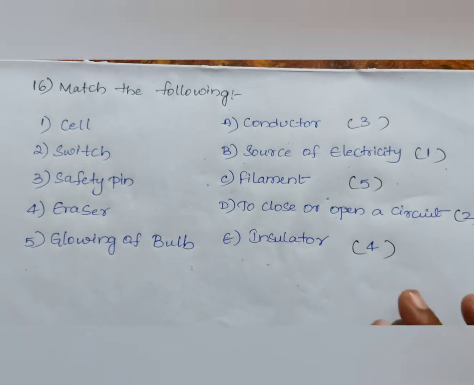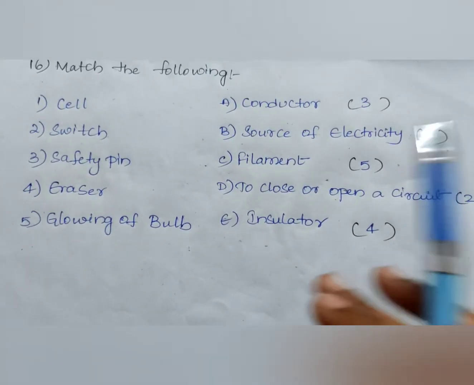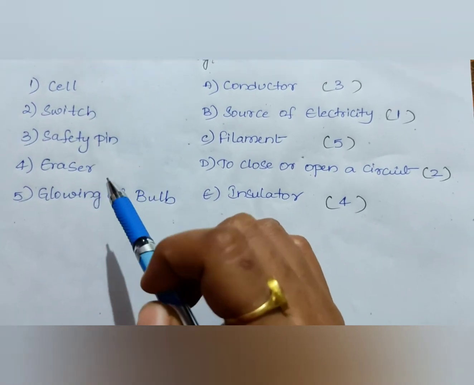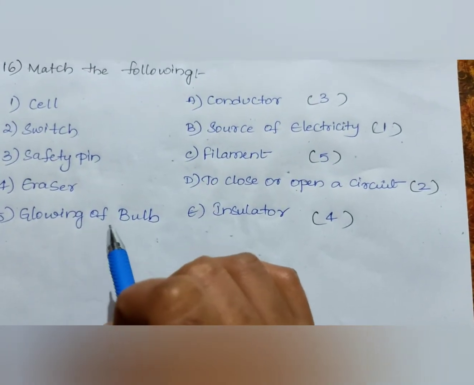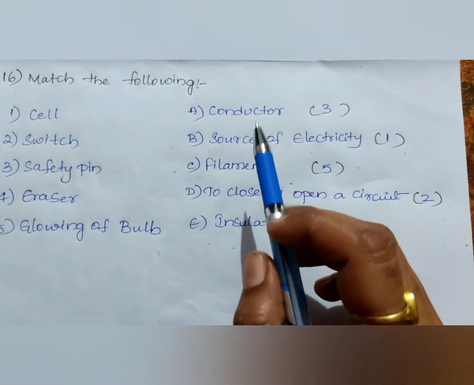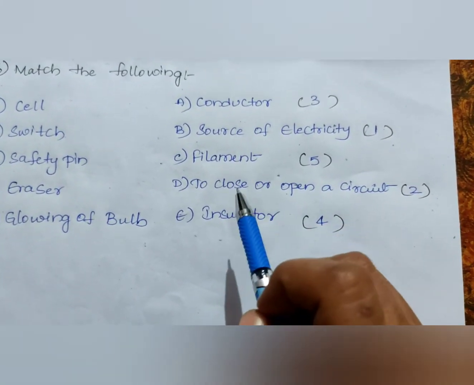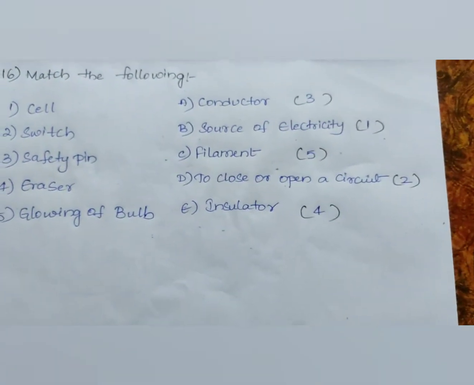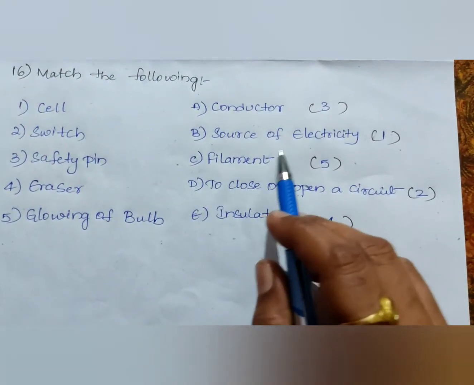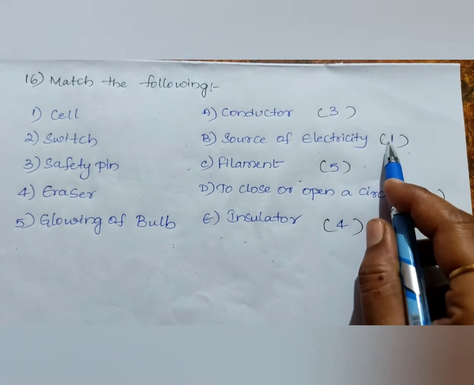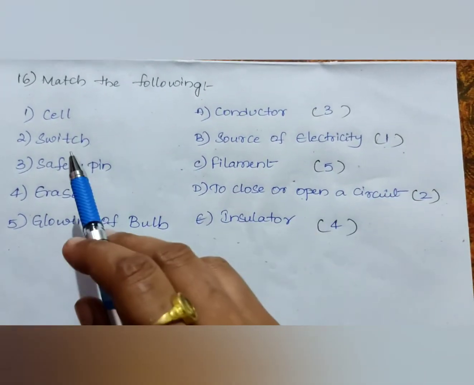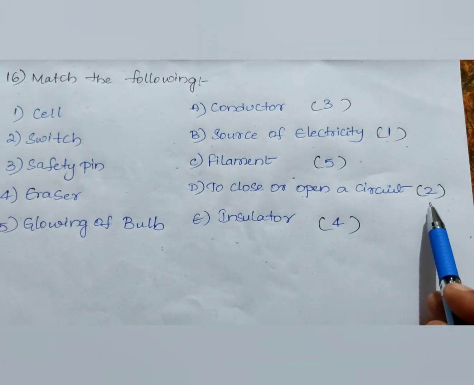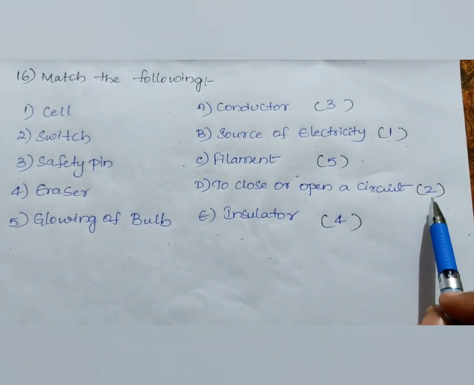Next, last one is the match the following. Here are some of the things: cell, switch, safety pin, eraser, glowing of bulb. And next one: conductor, source of electricity, filament, to close or open a circuit, insulator. Now we'll match them. So here the cell, it is a source of electricity. So here we'll give the number 1. Next, switch is used to close or open a circuit. So the number 2 will be given to this.